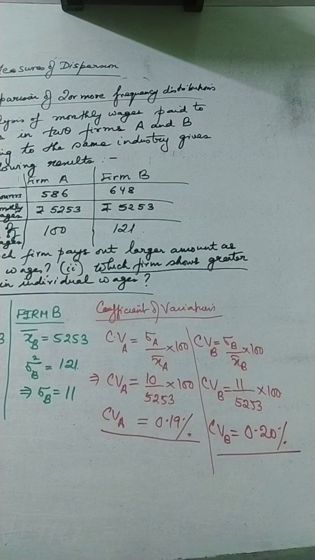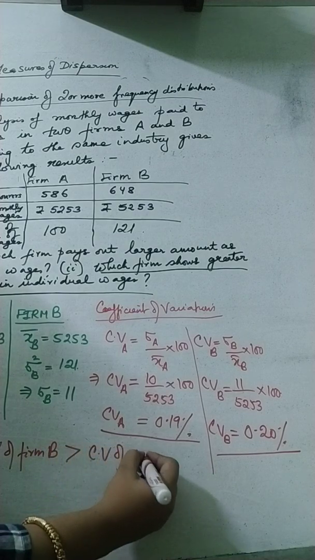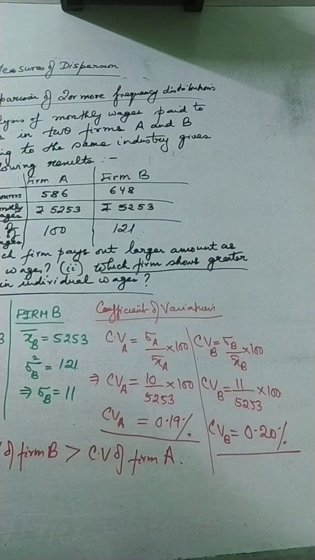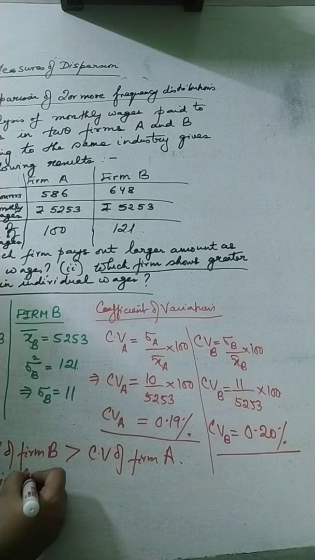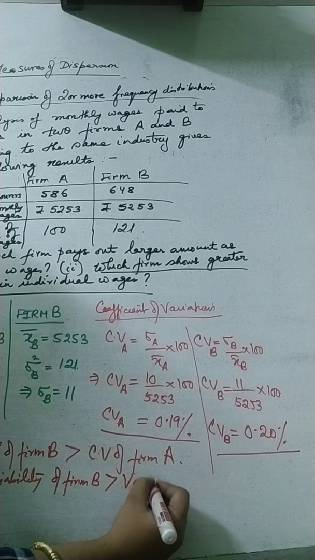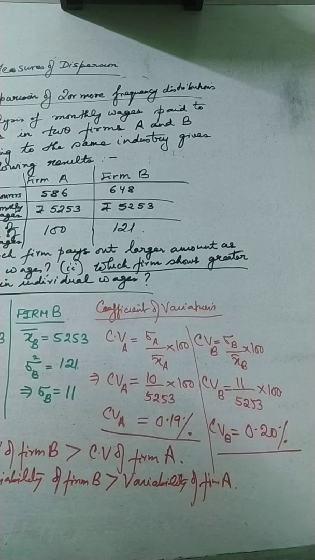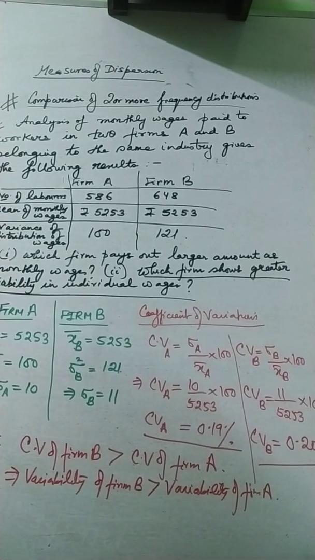So which value is more? What will be your conclusion? Your conclusion will be therefore coefficient of variation for firm B is more than coefficient of variation of the firm A. Variation is more, that means spread is more, dispersion is more, and that means in turn that it is less consistent. There is more variability. So this implies variability of firm B is greater than variability of firm A.